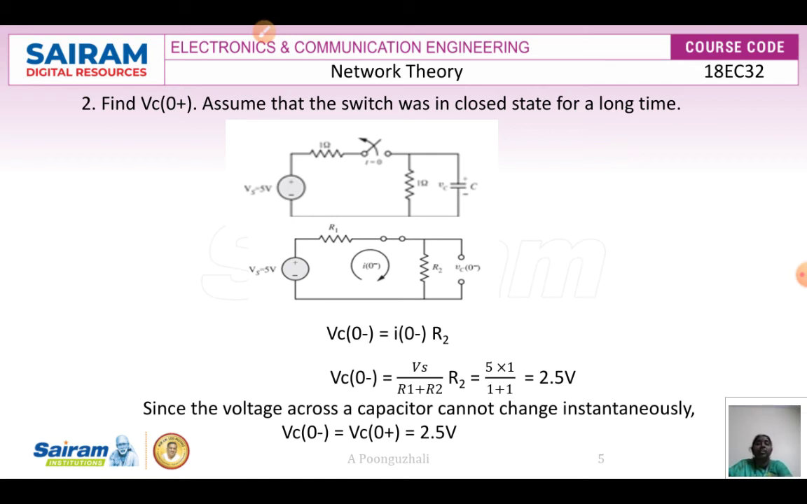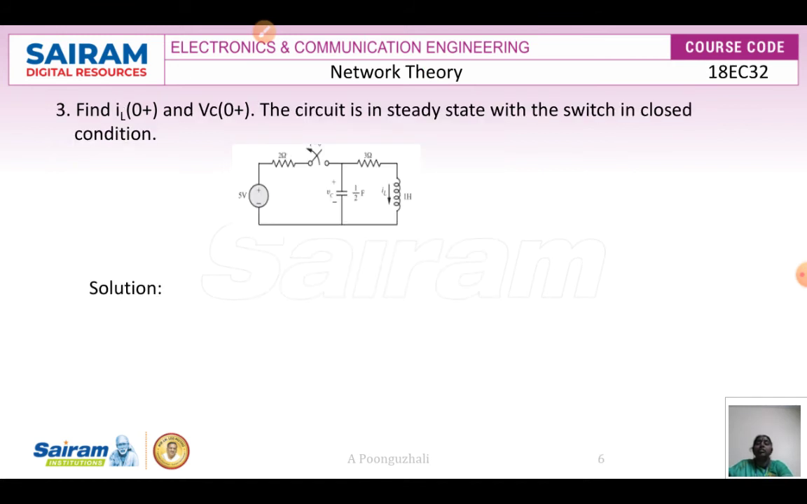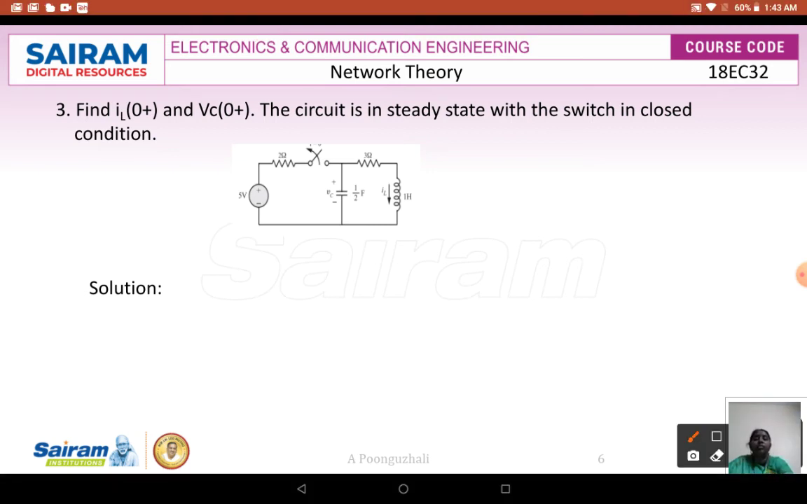So this is your second problem. Next is your third problem: find IL of 0 plus and VC of 0 plus. We say that the circuit is in steady state with the switch in the closed condition. If the circuit is in the steady state, what we are going to draw is this 2 ohms, and this is your closed switch.